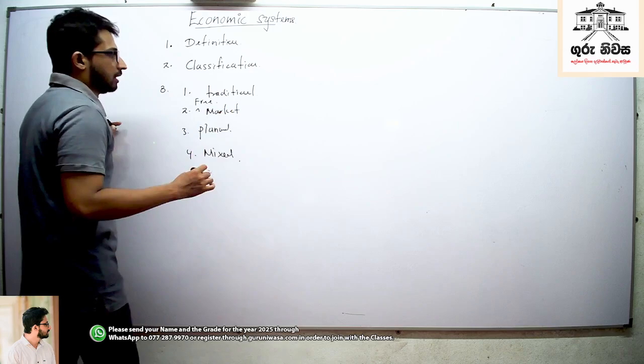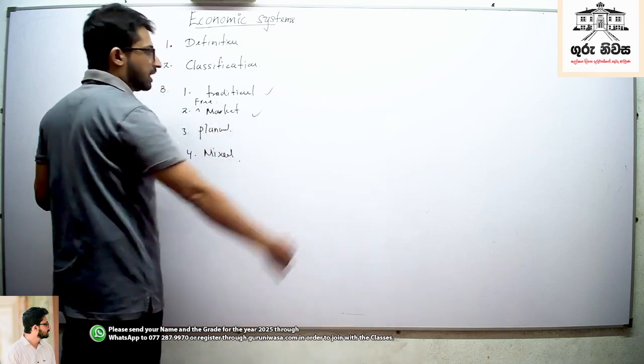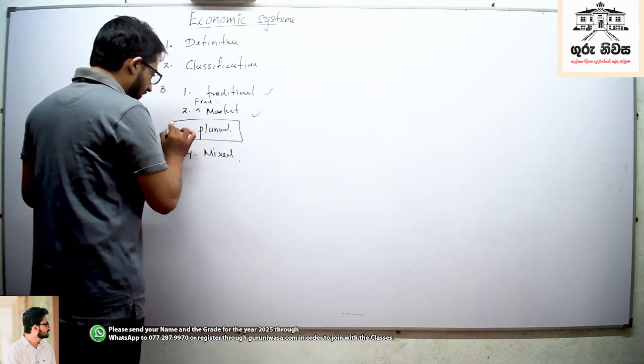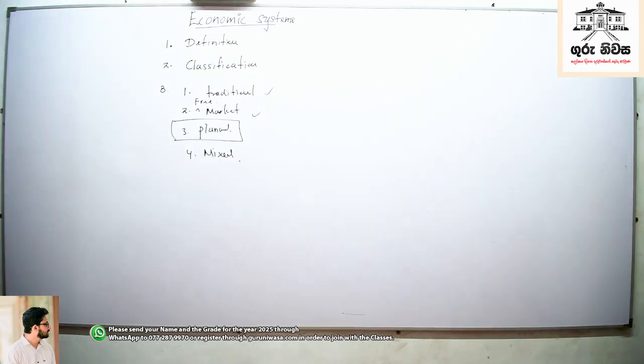Now we have already completed the traditional part. Market economy, last day we completed. Today I'm going to start the planned economic system, plan or command economic system. Command economic system.